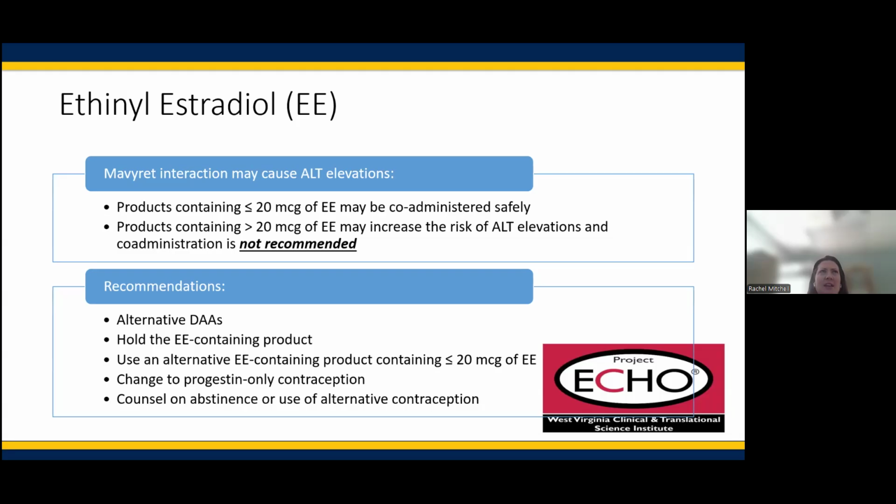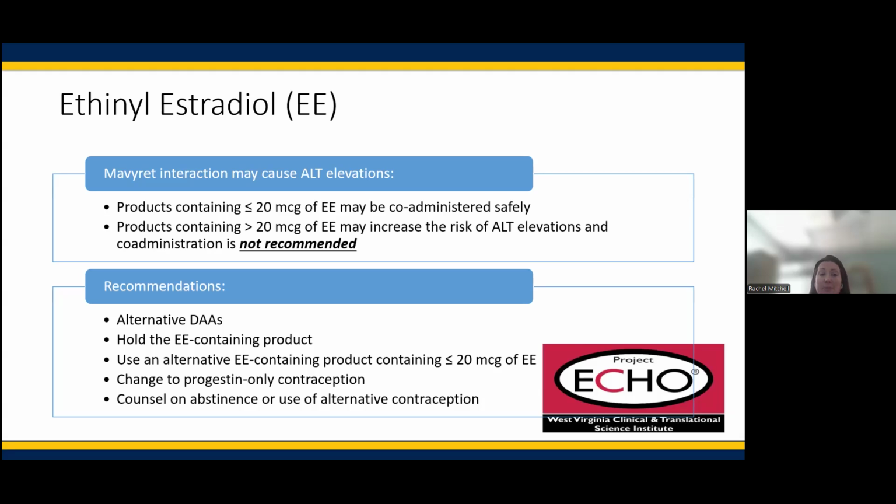Within the last, I think, year and a half, maybe 2 years, they did some follow-up post-marketing studies and found that there is a safe level of ethinylestradiol in those contraceptives that we can still administer together. So if it's 20 micrograms or less, you can administer them safely together. It's those higher estrogen-containing contraceptives that are greater than 20 micrograms where we have that concern. And that concern is an increased risk of ALT elevations. So at that point, the co-administration is not recommended.